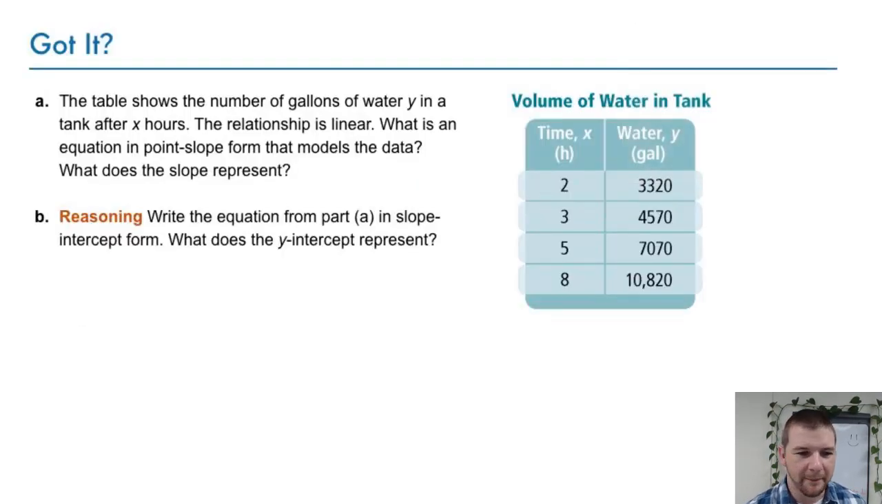Your turn. Part A. The table shows the number of gallons of water Y in a tank after X hours. The relationship is linear. What is an equation in point slope form that models the data? What does the slope represent? And part B, a reasoning item. Write the equation from part A in slope-intercept form. What does the y-intercept represent?